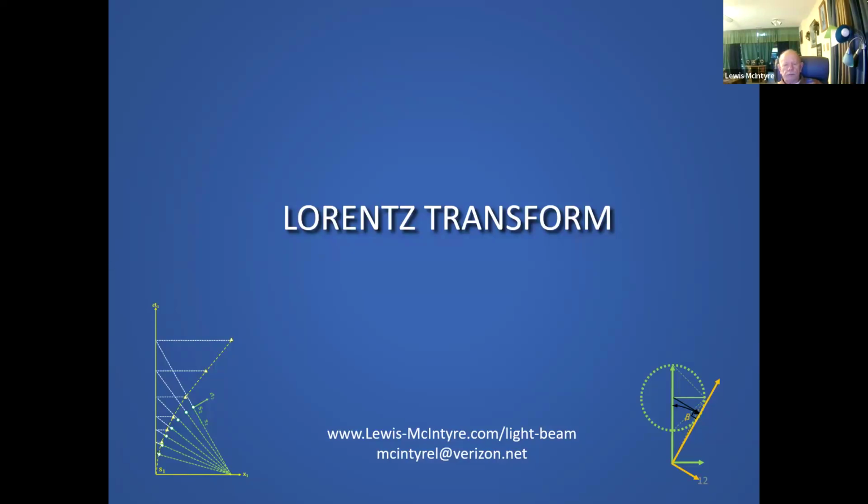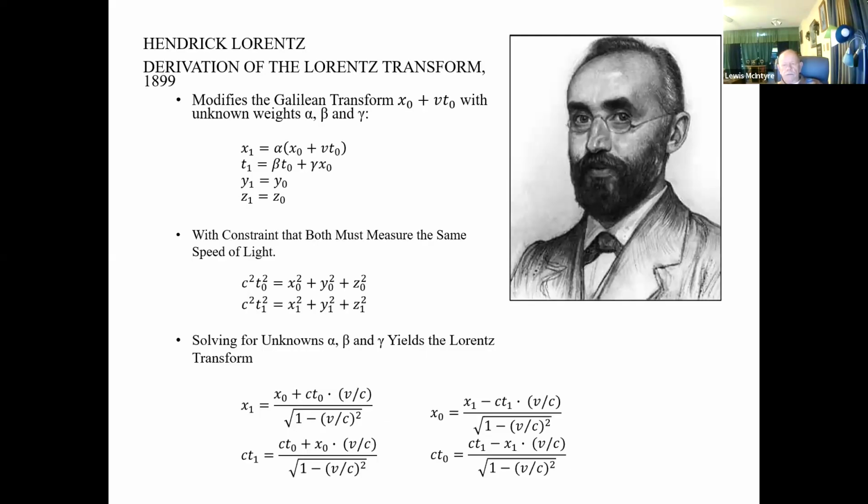Now we come to the Lorentz transform. Hendrik Lorentz derived the transform bearing his name. The Lorentz transform is actually the basis for the theory of special relativity. He derived it from the familiar Galilean transform, which simply relates measurements between 2 reference frames in relative motion. He applied unknown weights alpha, beta, and gamma to the Galilean transform so that both reference frames will measure the same speed of light. Solving for these unknown weights yields, after some messy algebra, the Lorentz transform.